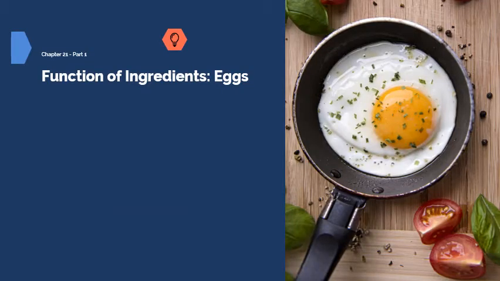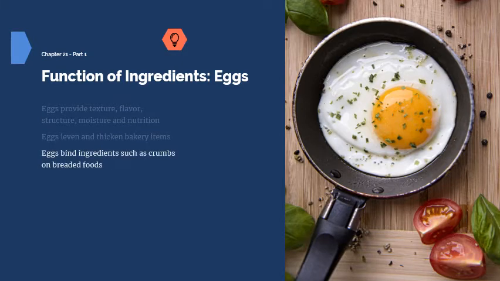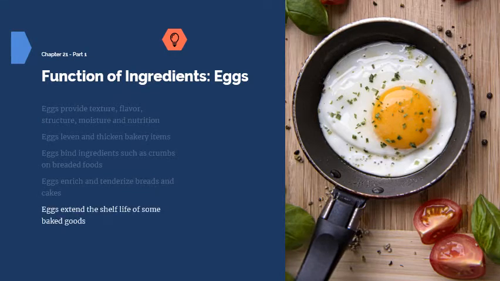So let's discuss some of the functions of eggs and what they do for menus and recipes. Eggs provide texture, flavor, and structure, and they provide moisture and nutrition to items. Eggs leaven and thicken bakery items such as breads or quick breads, pancakes, and the like. Eggs bind ingredients such as crumbs on breaded foods. Eggs enrich and tenderize breads and cakes. And eggs extend the shelf life of some baked goods.